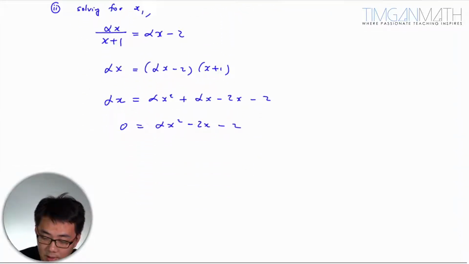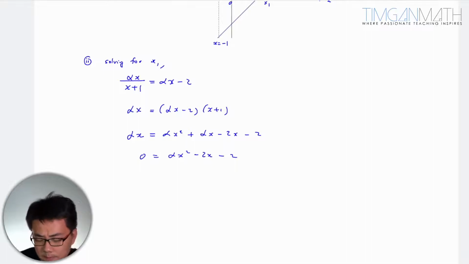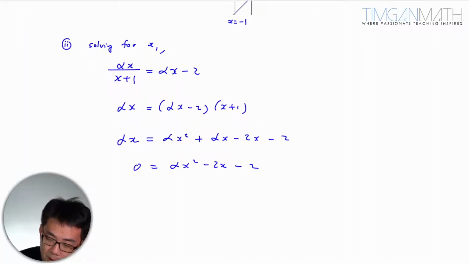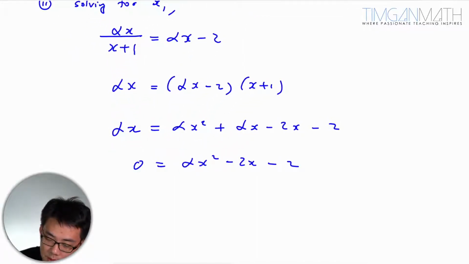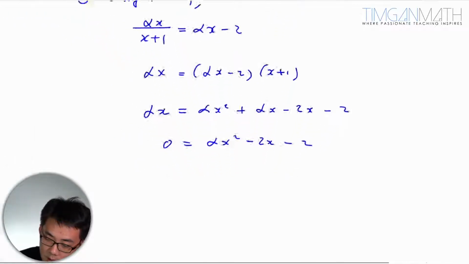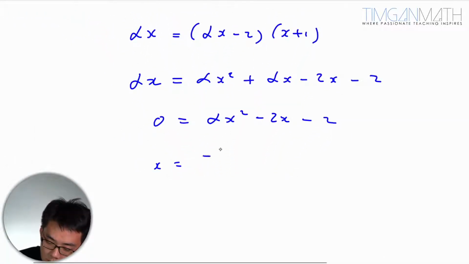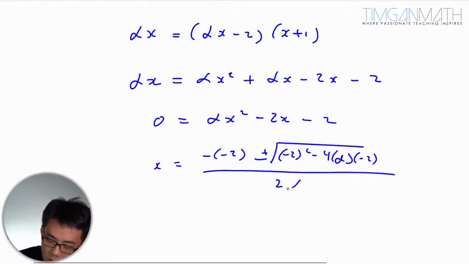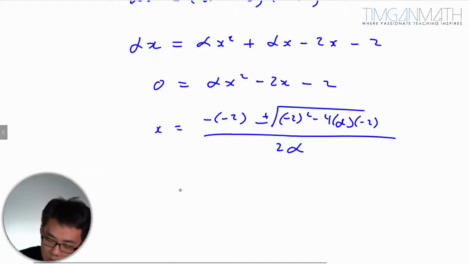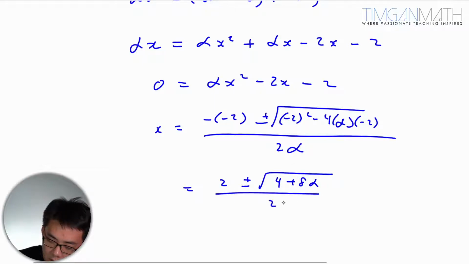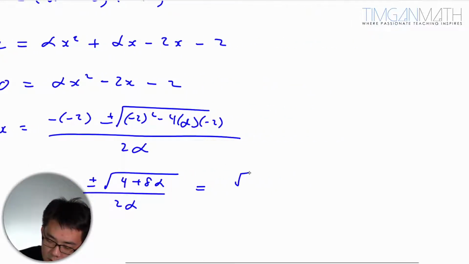So how do you solve this? You solve this by the quadratic formula, b squared minus 4ac over 2a. Okay, b squared minus 4ac. So this is 2 plus minus the square root of 4 plus 8 alpha, over 2 alpha. This will just be 2.